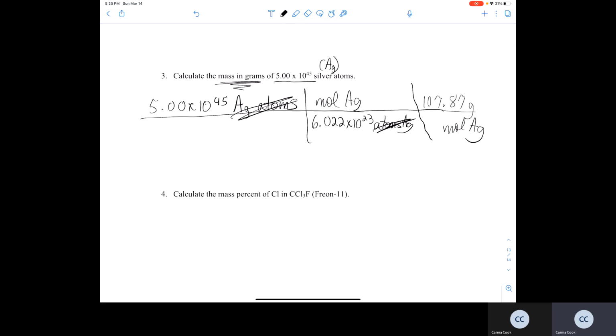So the atomic mass of silver is 107.87 grams per mole. And so moles of silver cancel. You get 8.96 times 10 to the 23rd grams of silver.